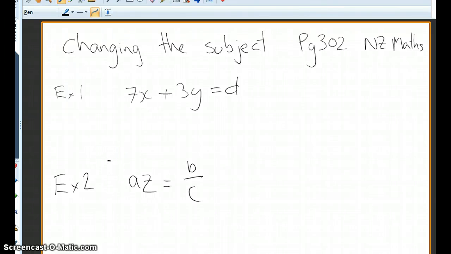Okay, today we're going to talk about changing the subject. Very similar principle to solving for an equation, in that we isolate one of the terms. For example 1, I want to make x the subject. In other words, I want to rearrange the equation so that the equation starts with x equals, so I'm going to shift everything over to the other side.